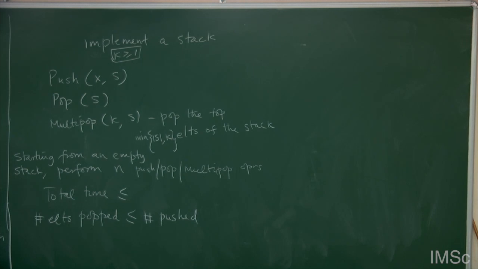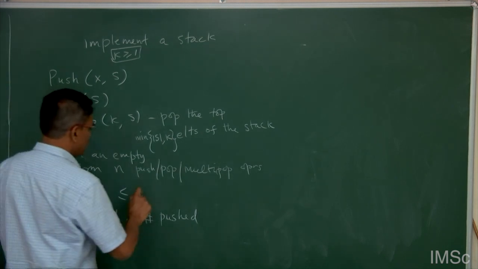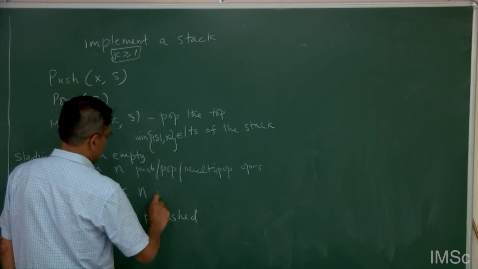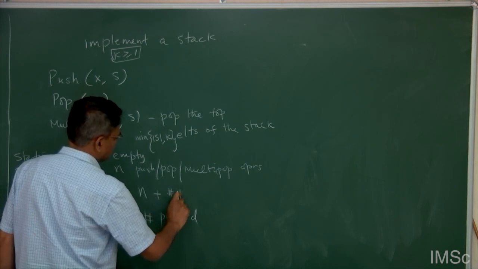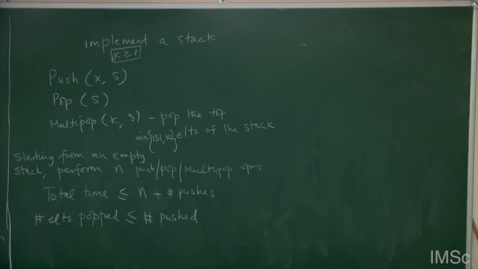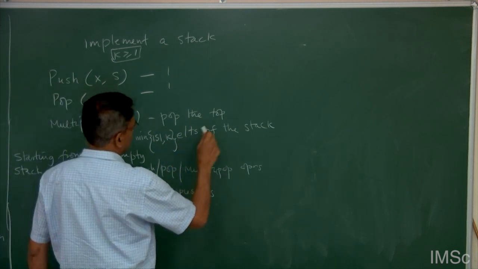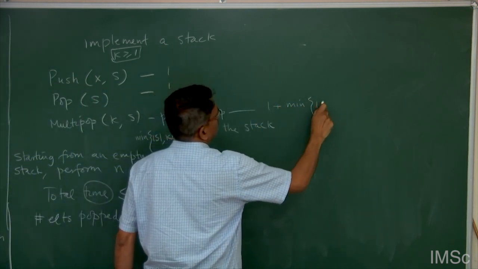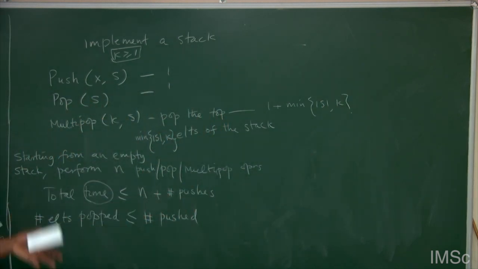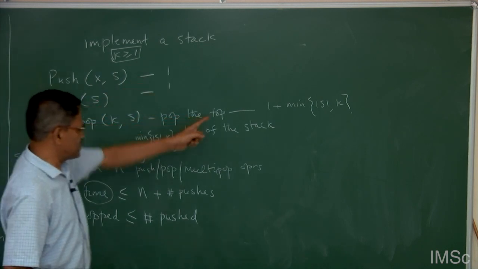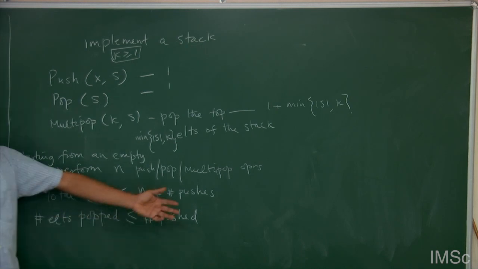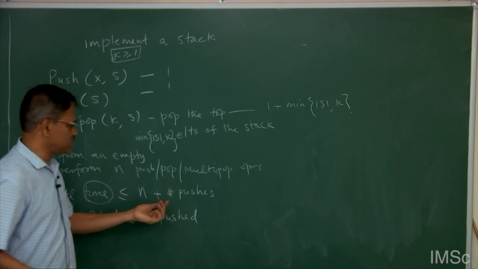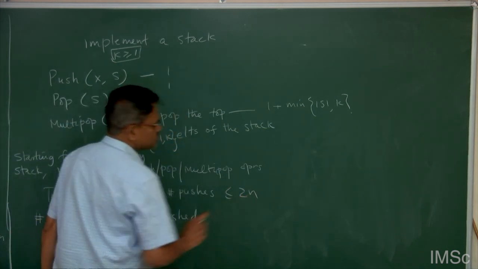So I'm going to have 1 unit for every operation anyway if I'm doing n sequences, plus the number of pushes. It depends on what I mean by time. Let's say the time for this operation is 1, time for this operation is 1, and time for this operation is 1 plus the minimum of some 1 unit to go and do something there. Adding all this, that's n plus this number over the whole sequence, which will be at most the number of pushes, which I know is at most n, so that's at most 2n.